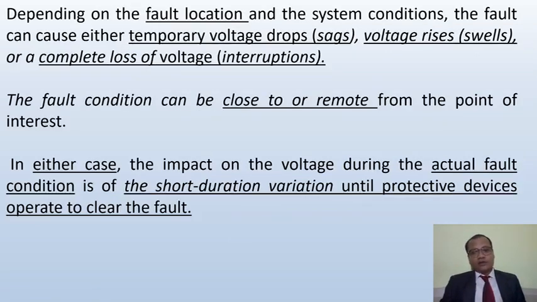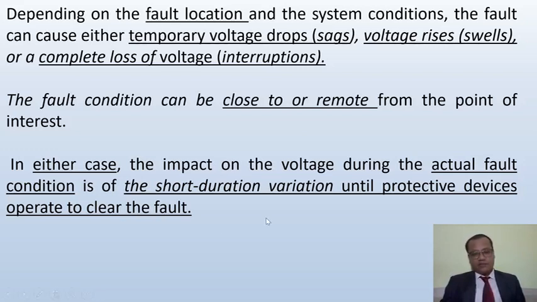Now depending on the fault location and the system condition, the fault may be temporary or it may be a complete loss of voltage. When it is temporary, it again falls into two parts, that is it may be a voltage drop or a voltage rise. Now the fault condition may be close to the point of common coupling, that is the point of our interest, or it may be near to the PCC.